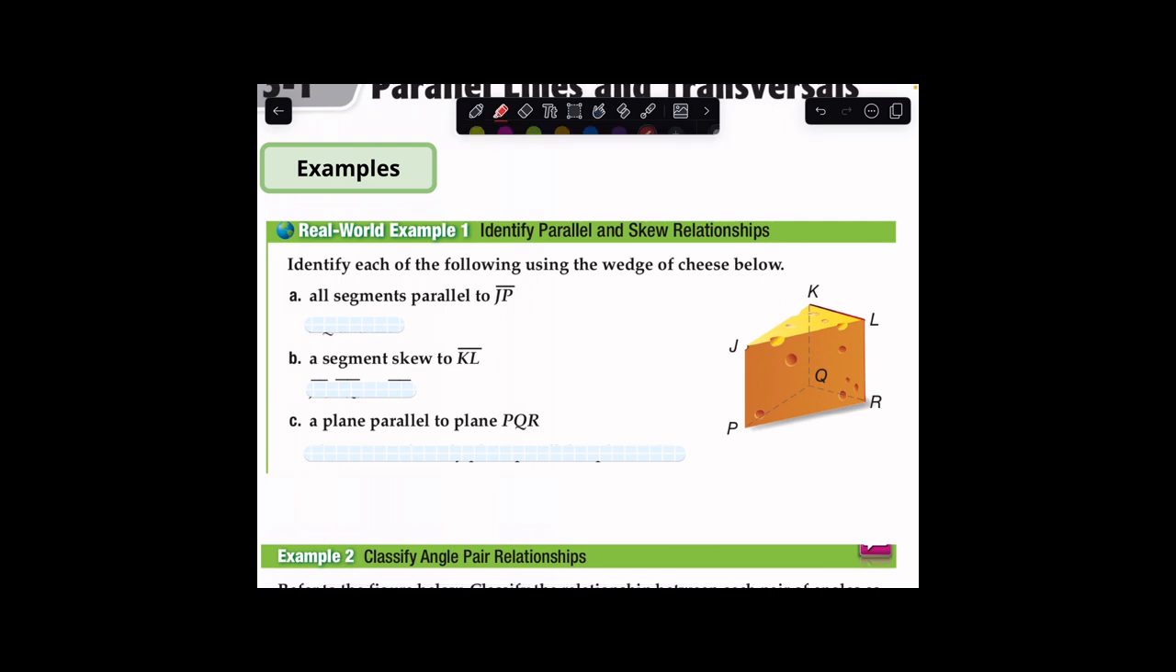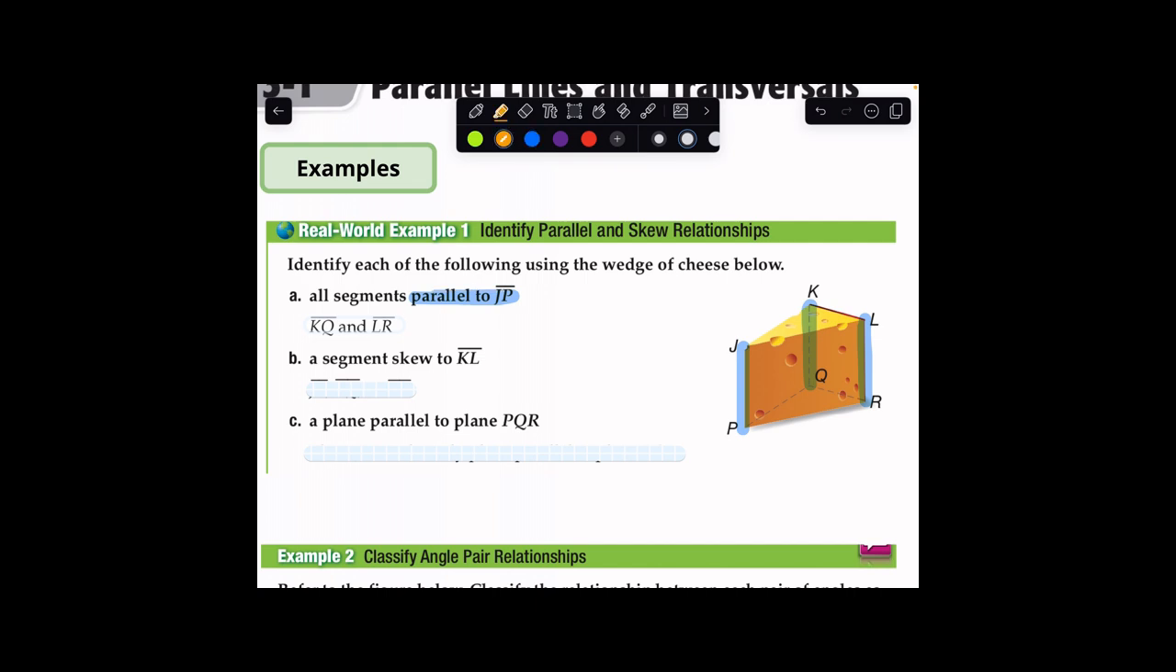So let's highlight. We'll switch to blue here. I think I need a little bit bigger. Segment JP is found right here. So notice from our point of view, that is a vertical looking segment. So any of the other vertical segments such as LR and KQ would be parallel to JP. So we have segment KQ and segment LR.